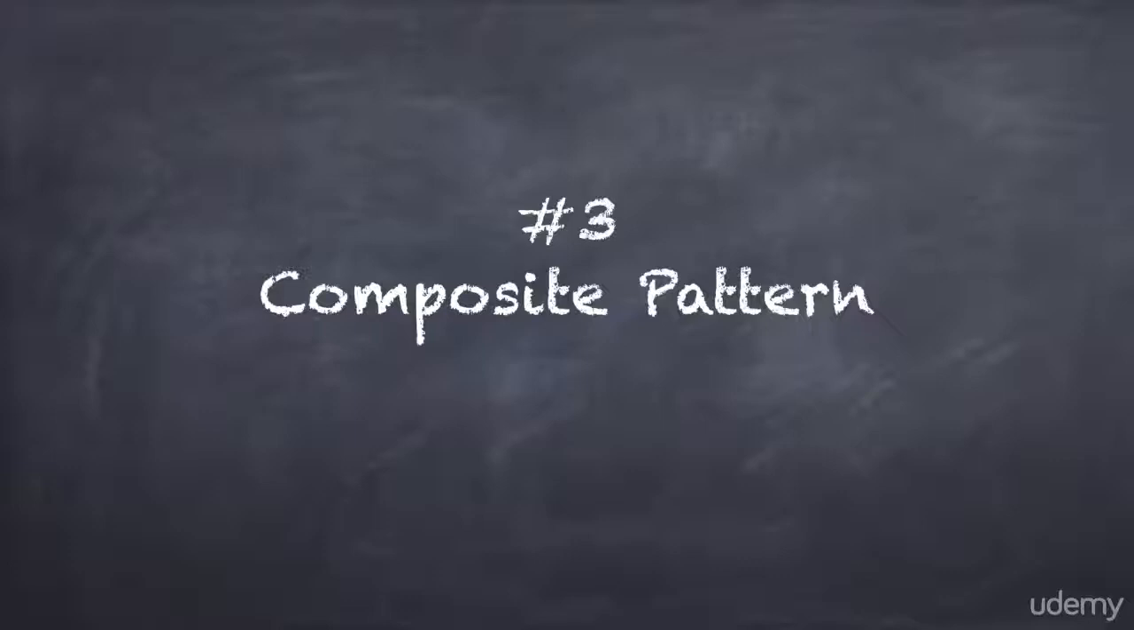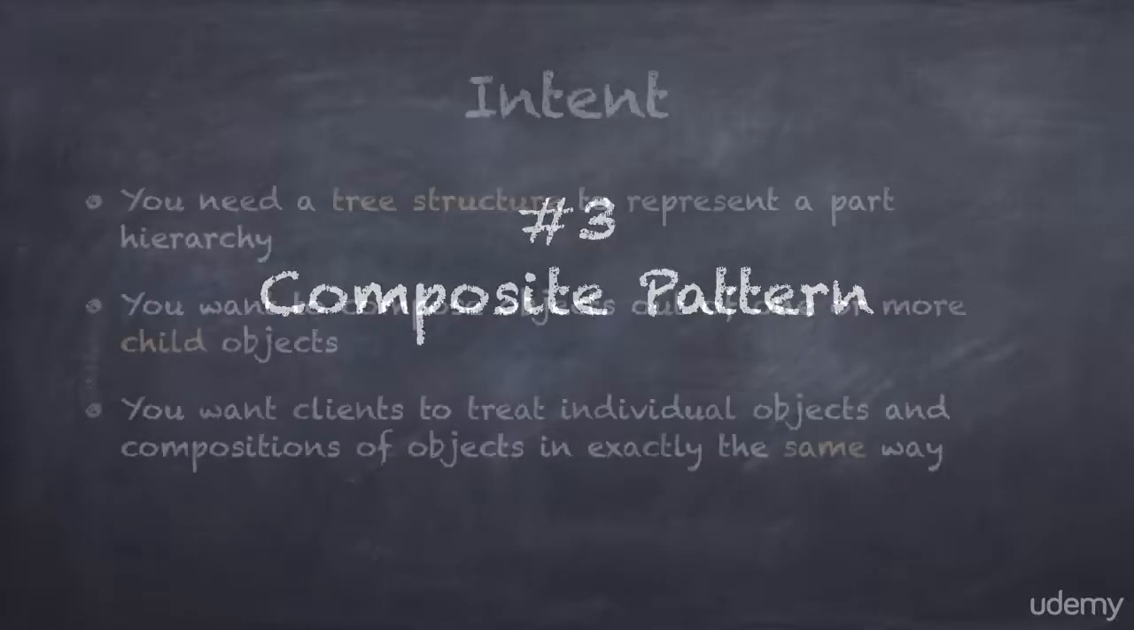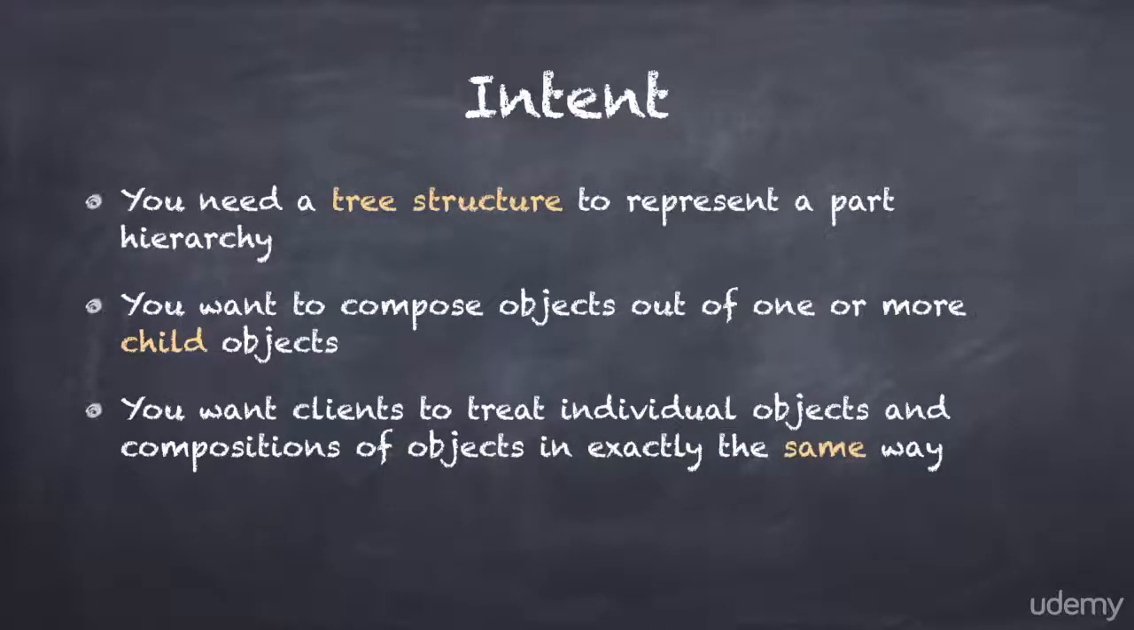I'll start with a quick summary of what we're trying to accomplish with this pattern. The composite pattern is a good choice when you are trying to accomplish the following. You need a tree structure to represent a part hierarchy. You want to compose objects out of one or more child objects. You want clients to treat individual objects and compositions of objects in exactly the same way. Let's go through these points.